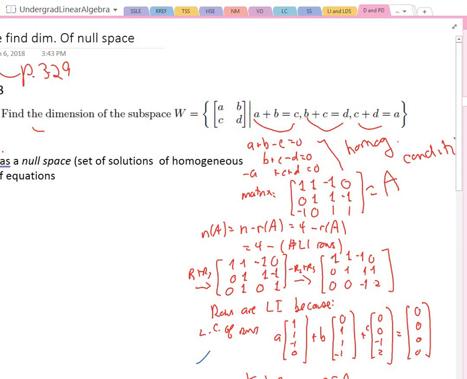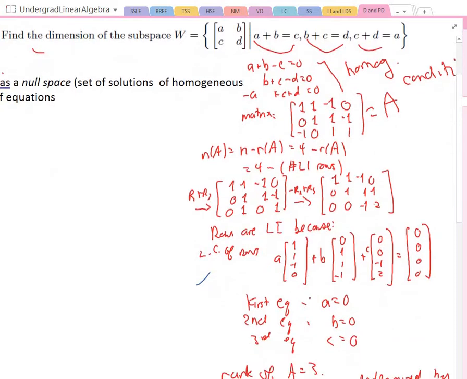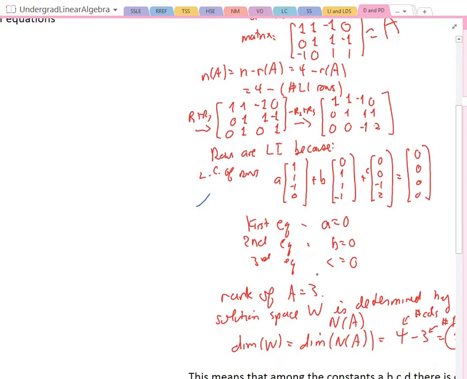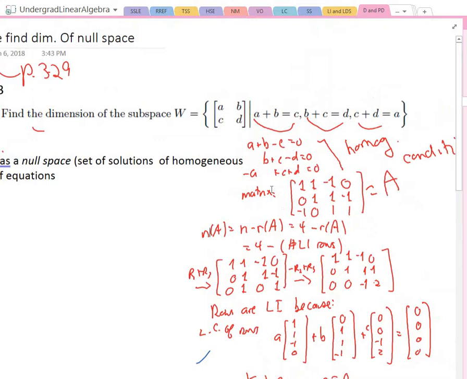If you row reduce, you can see that all of these rows are linearly independent. And you can use this same type of argument that they're linearly independent, because if you try to make a linear combination equal to 0, you get A equals 0, B equals 0, C equals 0. So that means the rank of A equals 3, so the nullity of A must be equal to 1. And that's the answer. I think that's all they asked for.